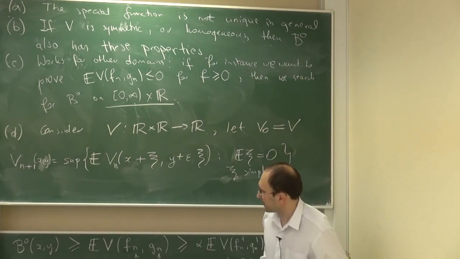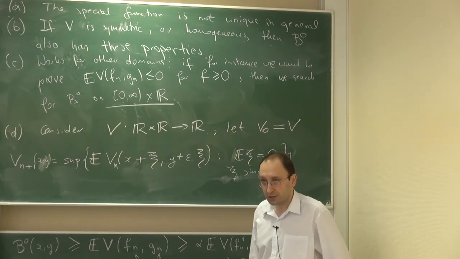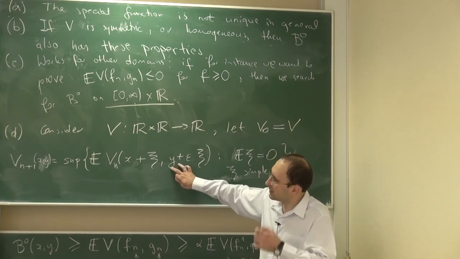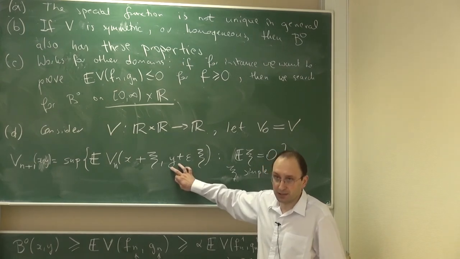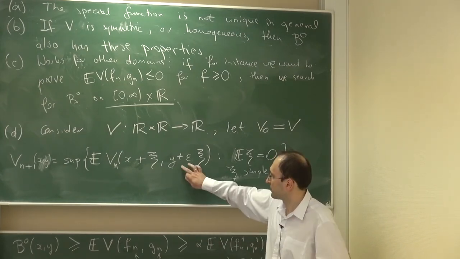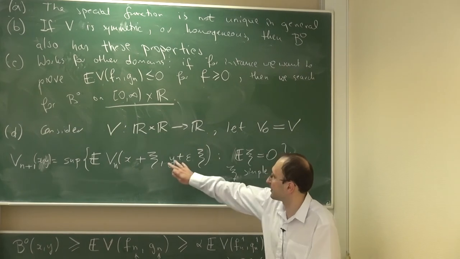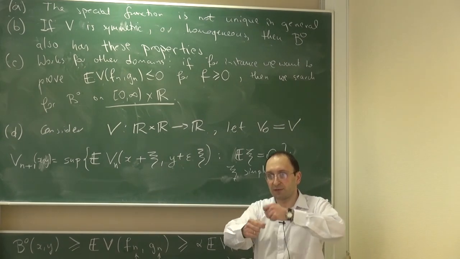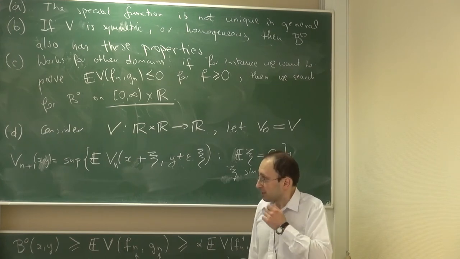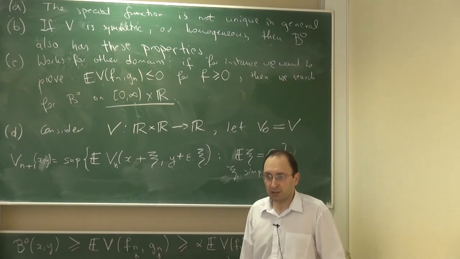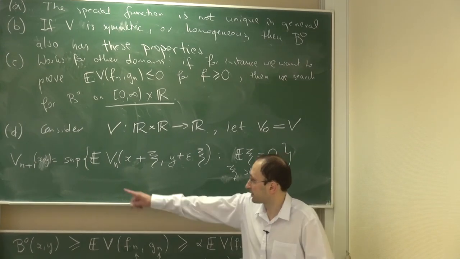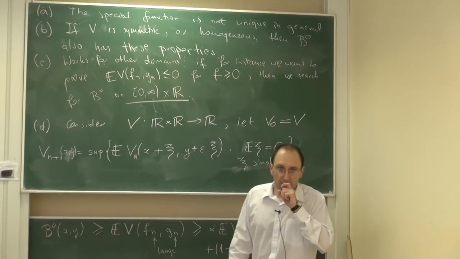And the thing is, in some simple situations, this sequence vn stabilizes after some steps. You iterate this sequence: you start with v0, v1, v2, v3. After a few steps, three or four, sometimes this thing stops. And if this is the case, then this fixed point, this fixed function, is the Bellman function.